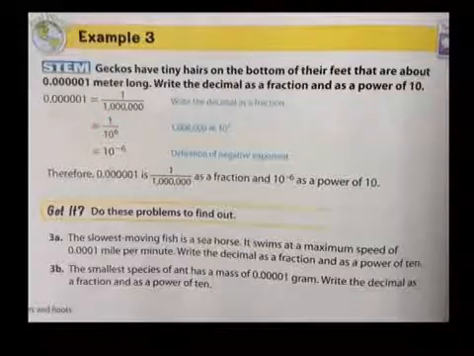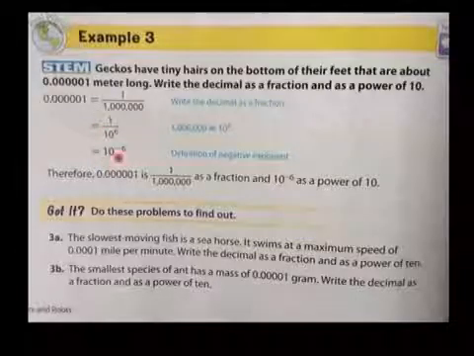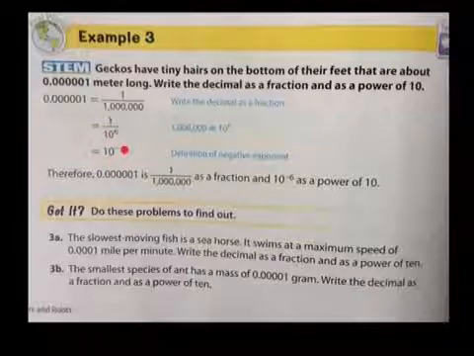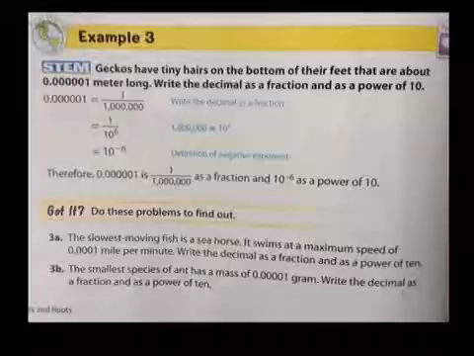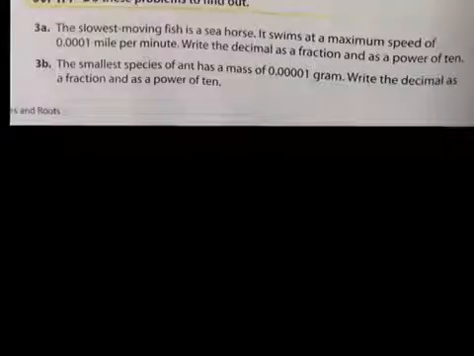There it is, 1 over 10 to the power of 6, and because we want to get rid of the numerator 1, we write it as a negative, because we know this is going to later be written as a fraction, right? Because it's a tiny, tiny number. Okay, let's try 3a and b. 3a, remember to pause the video please if you haven't yet, read it, try it on your own, and then check to make sure that you did it correctly.